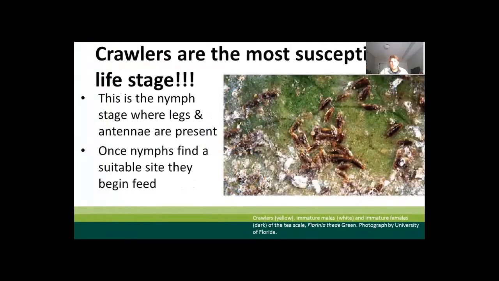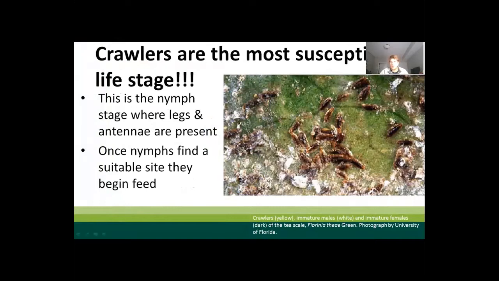And the crawlers are the most susceptible life stage. It's where the nymph has legs and antennae present, and they're not protected by that waxy outer coating. And they're moving to find a new suitable site where they can feed. So this is the perfect time to get them.